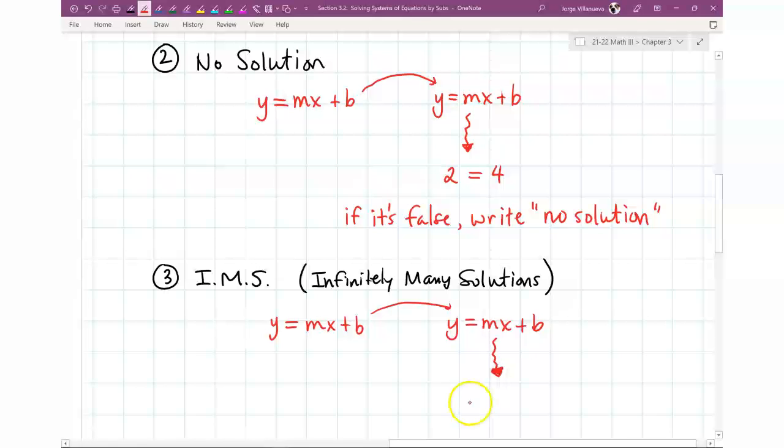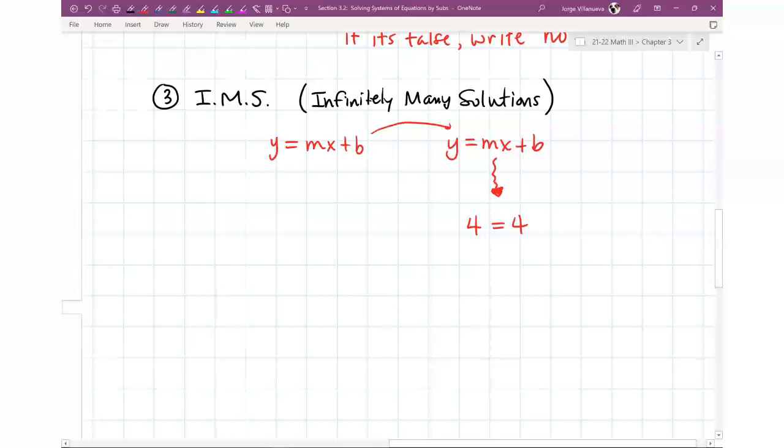Okay, and then what you end up getting is like 4 equals 4. Or 8 equals 8. Or negative 3 equals negative 3. Or 0 equals 0. Okay? You end up with a true statement. If it's true, then your answer is infinitely many solutions. Okay, so let me write that down. If it's true, then write IMS.